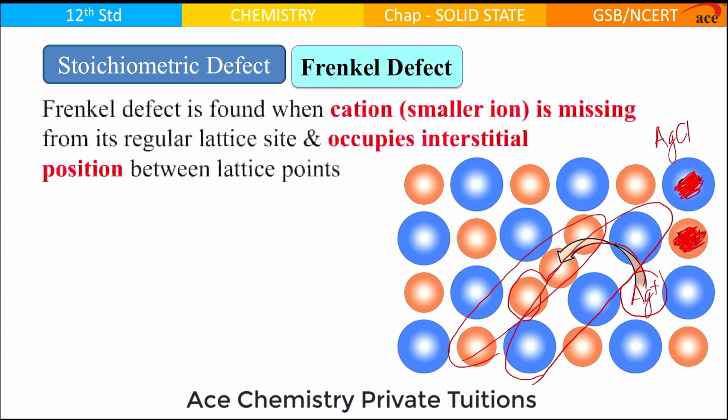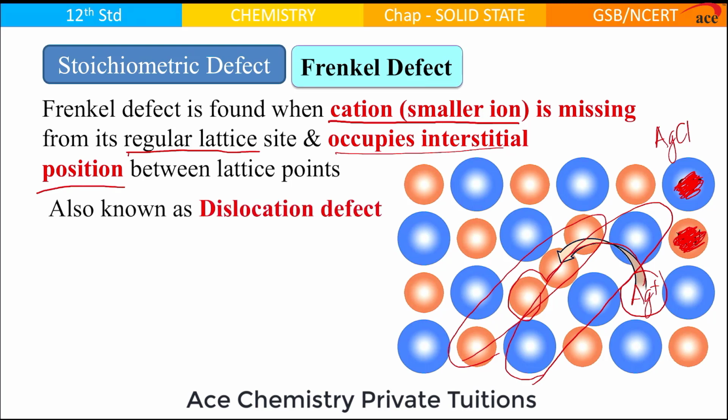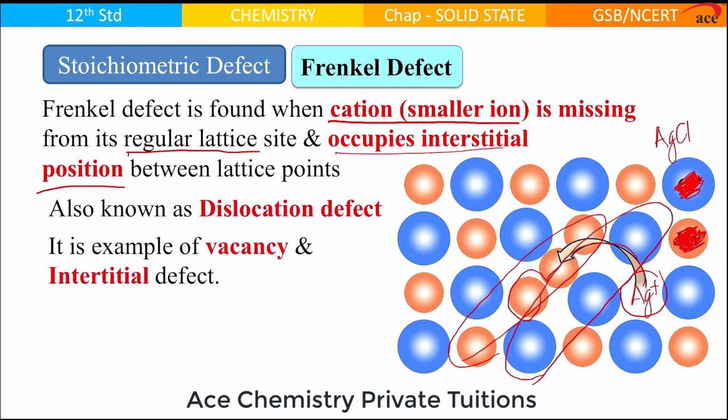Frenkel defect is found when a cation, which is a smaller ion, is missing from its regular lattice site and occupies the interstitial void between lattice points. It is also known as dislocation defect. It is an example of a vacancy at one place and an interstitial position occupied at the other place. So it is a combination of vacancy and interstitial defect.